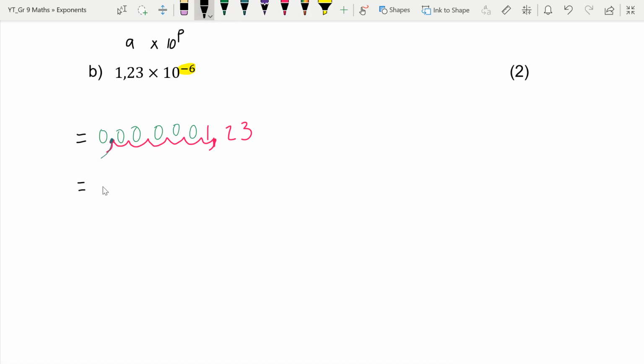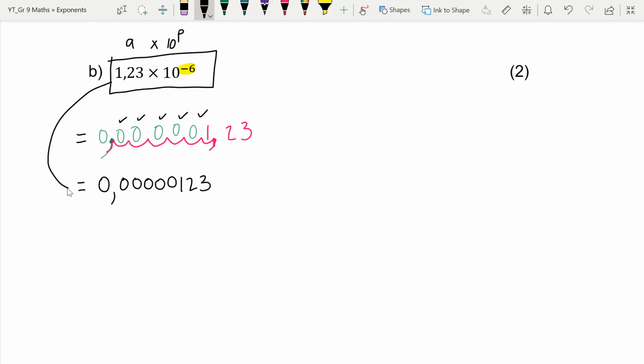So when we write this, it would be 0, comma, 1, 2, 3, 4, 5, and then 1, 2, 3. So there is my standard notation, my normal number. That's a very small number. And in scientific notation, it looks like that. So we took the scientific and wrote it as a normal number. All right, try some of these on your own and see how they go.